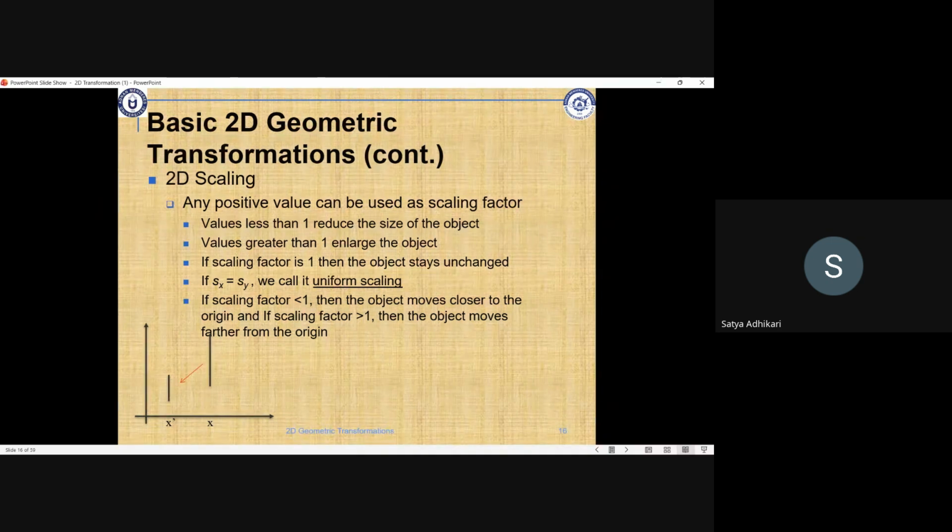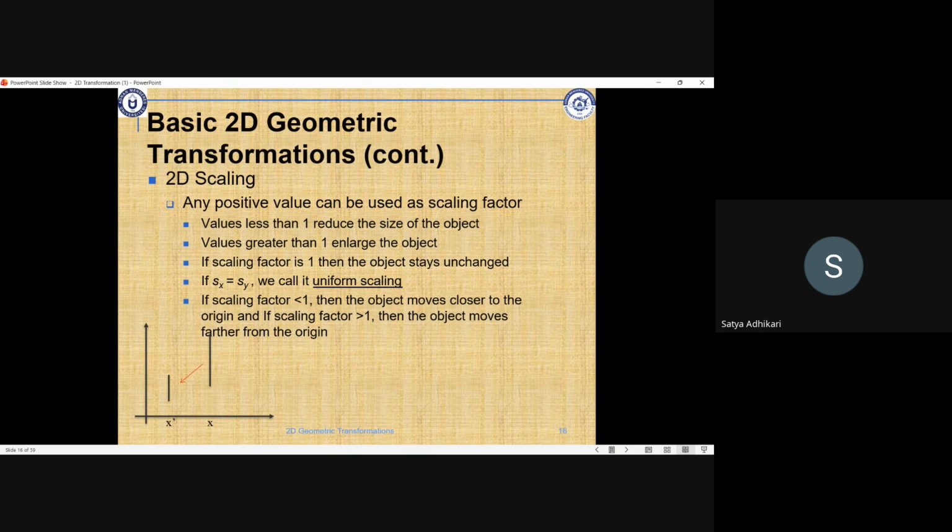If Sx equals Sy, that is, if they are equal, this is called uniform scaling. That is, we are enlarging or reducing the size in a uniform manner, in the same ratio in the x-axis and y-axis. Suppose Sx is equal to 5 and Sy is equal to 5, or Sx is 1 by 2 and Sy is 1 by 2. If they are both the same, this type of scaling is known as uniform scaling.